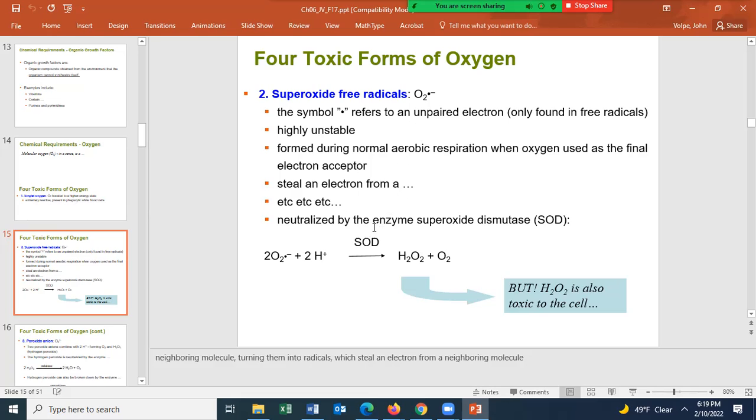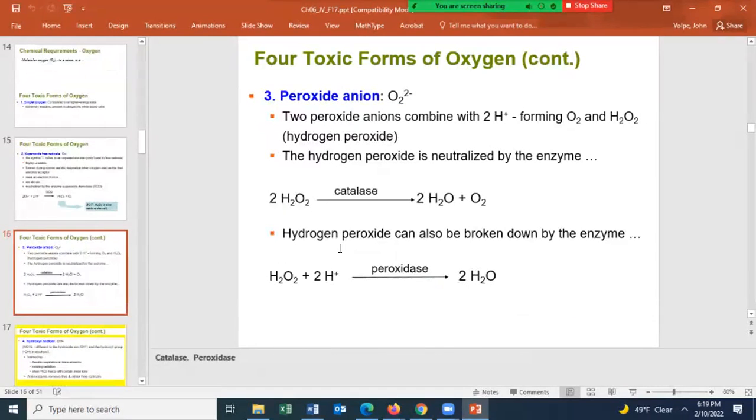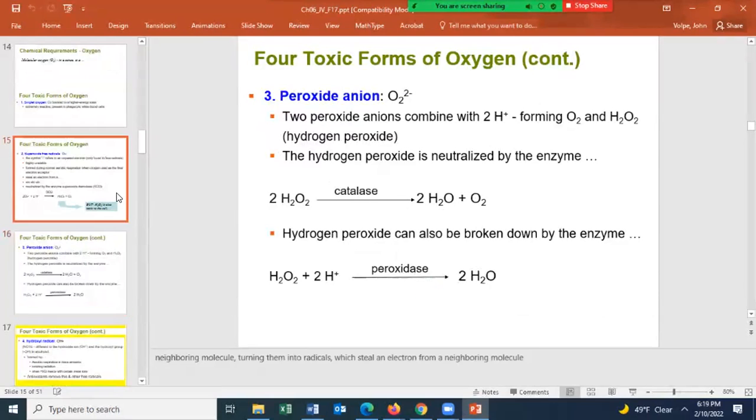These molecules need to be neutralized. And we have superoxide dismutase, or SOD, which can take these free radicals and then convert them into hydrogen peroxide. Hydrogen peroxide is a problem for the cell, but on the next slide I'm showing you that it can be neutralized by the enzyme catalase.